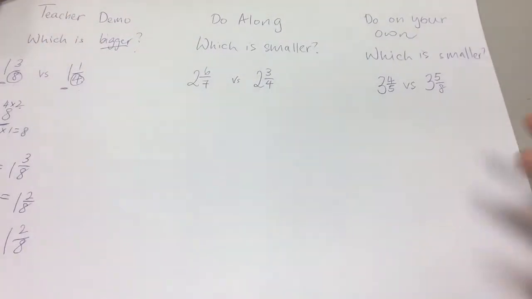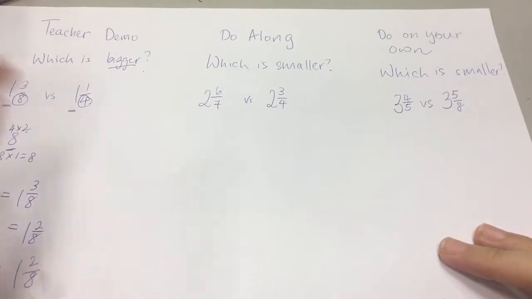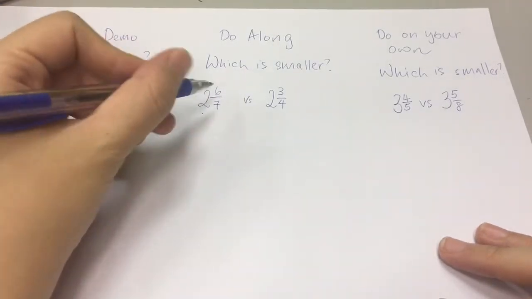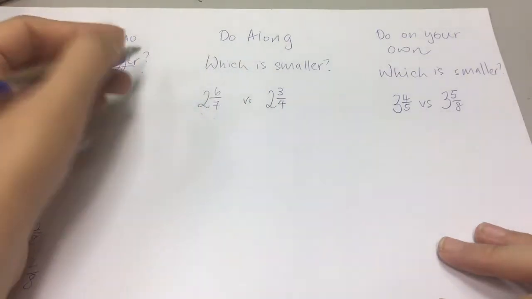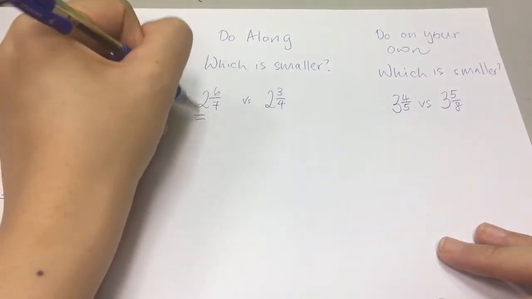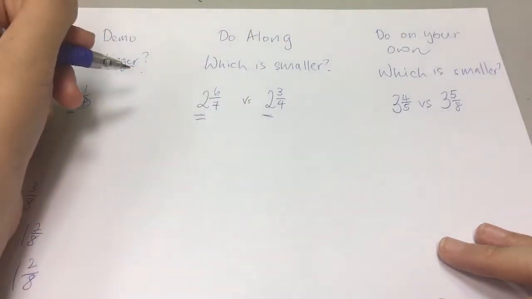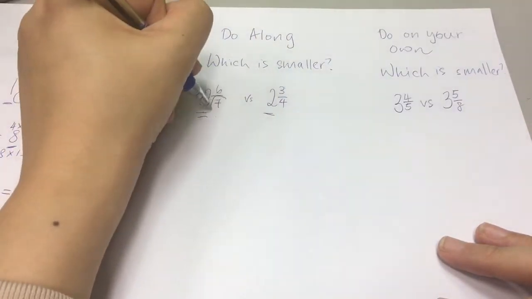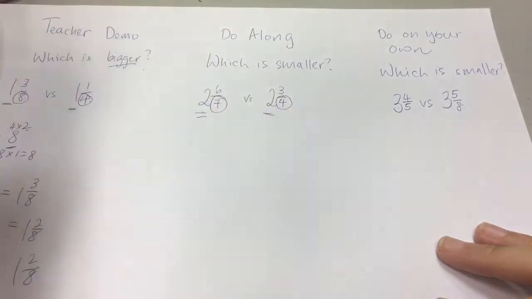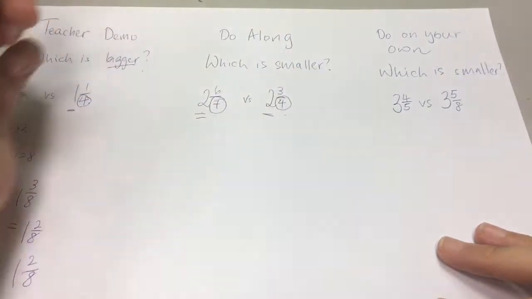So for the next question, do it along with me. Okay? And if any difficulties, let me know. So, which is smaller? 2 whole 6 out of 7 or 2 whole 3/4? Again, we see that the 2 wholes over here and here are the same. So ignore the 2 wholes and let's just look at the denominator. The denominator is not the same.